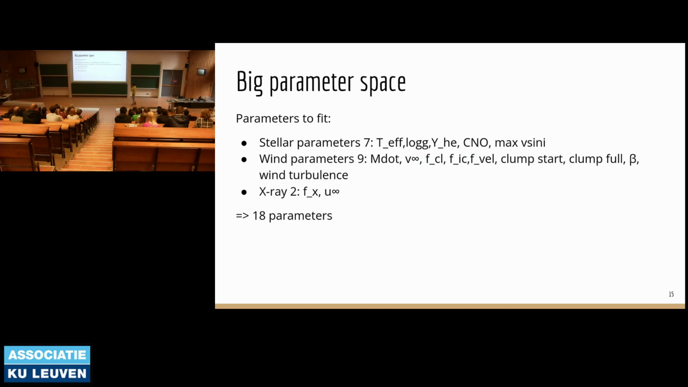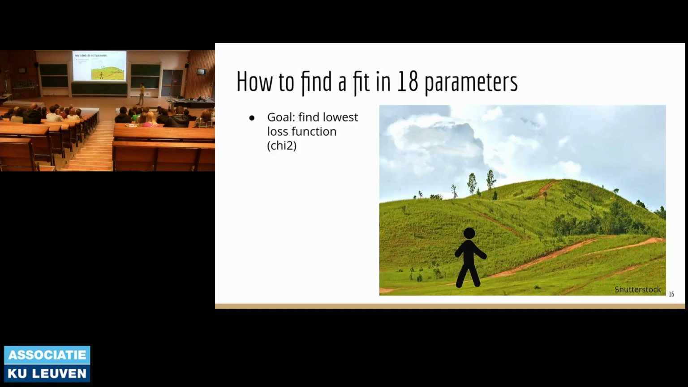Now, how do we deal with 18 parameters? How do we fit 18 parameters at once? It's not easy. What you want to do is look at the layout of your chi-squared in this case, or whatever loss function you decide, and find the best one. Usually it's a dip, but I just flipped it around, and here it's the top of the hill. So we want to find the top of the hill.